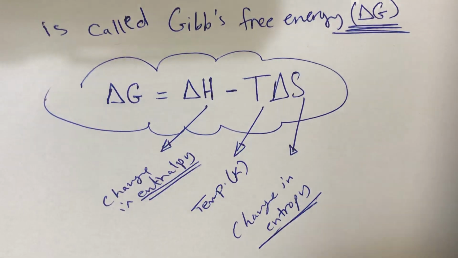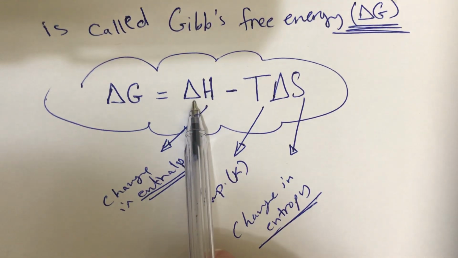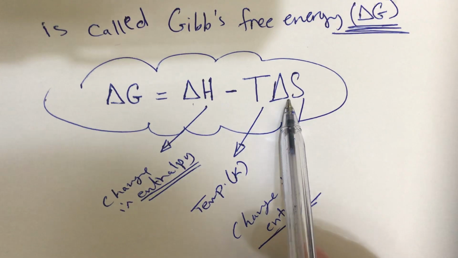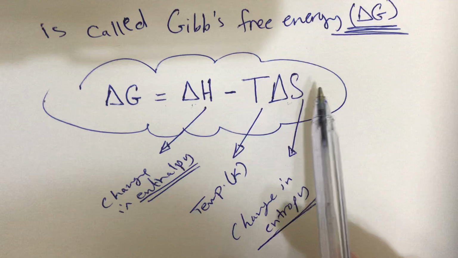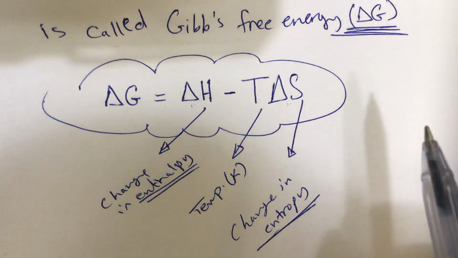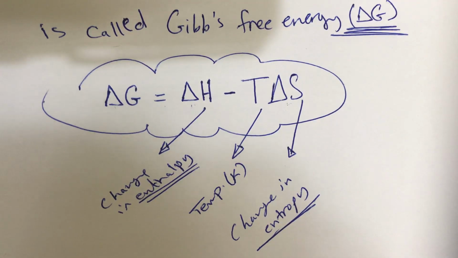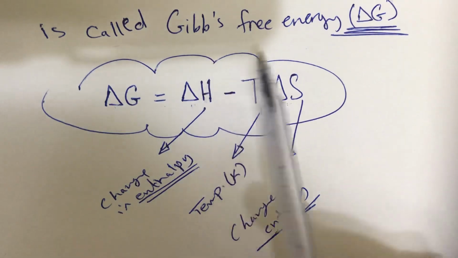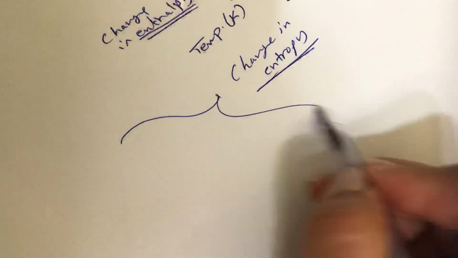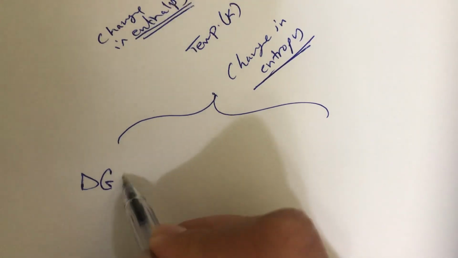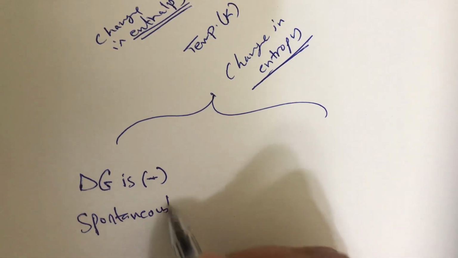So reactions occur spontaneously when delta H is negative and delta S is positive. These two factors oppose each other. So to determine whether the reaction occurs spontaneously, you have to calculate delta G. It's called Gibbs free energy. If delta G is negative, it's a spontaneous reaction.